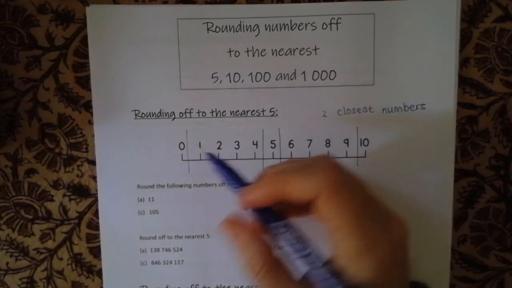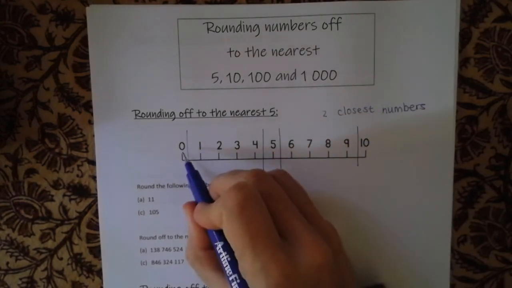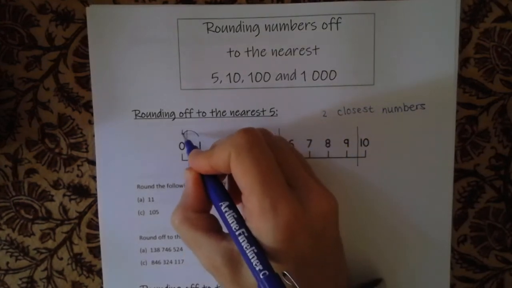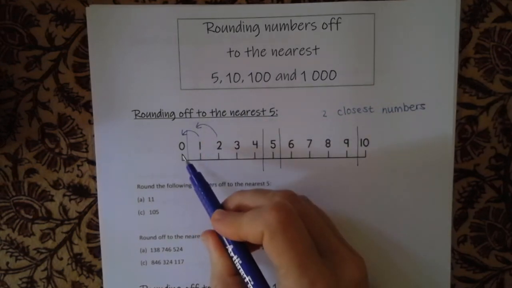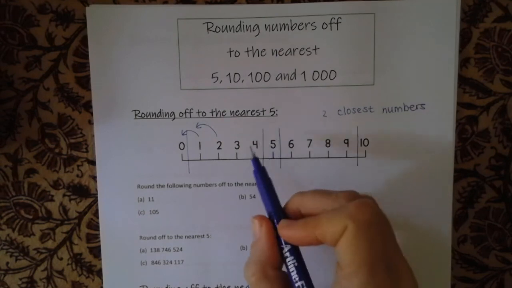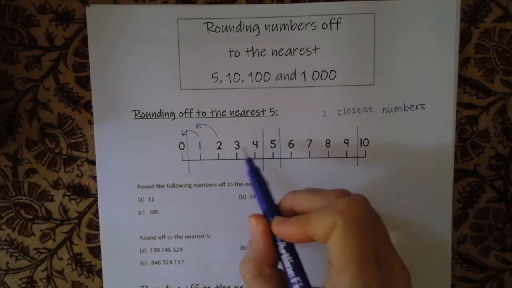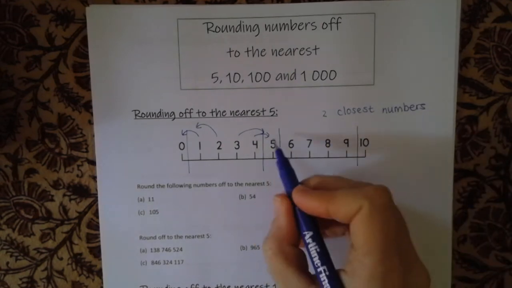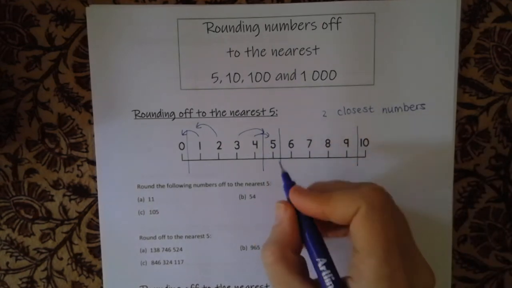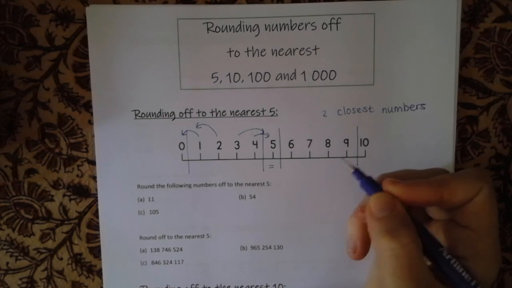So if we start on this side, the two closest numbers to 0 is 1 and 2. So when the number ends on a 1 or a 2, it will become 0 again when we round it off. When you have the number ending on 3 or 4, then it will round up to 5. When the number ends on a 5, then the number will stay 5.